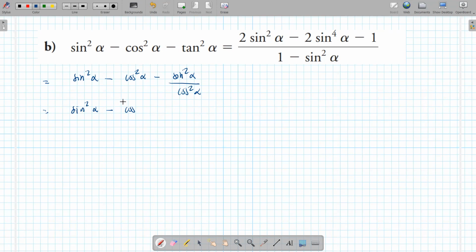Cosine to the power of 4 minus sine squared theta. The first term would become sine squared cosine squared, all over cosine squared. This guy.